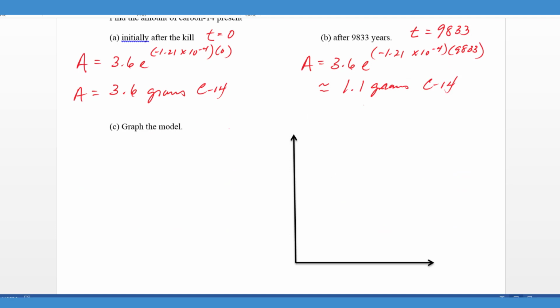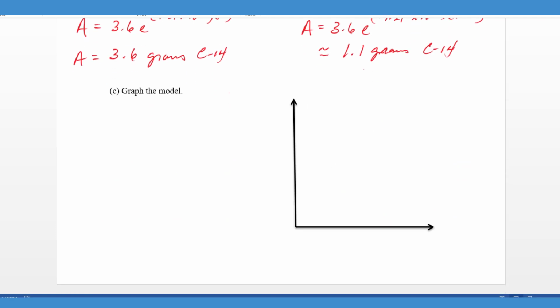Now it asks us to graph the model. The key here is really getting the scaling correct, and so I'm going to go ahead and set that up right now. Okay, and so you can see here for grams, I just used a single number, 1, 2, 3, 4, 5 grams. But for the time function, I actually used 5, 10, 15, 20, but representing the number of thousands of years that have passed by.